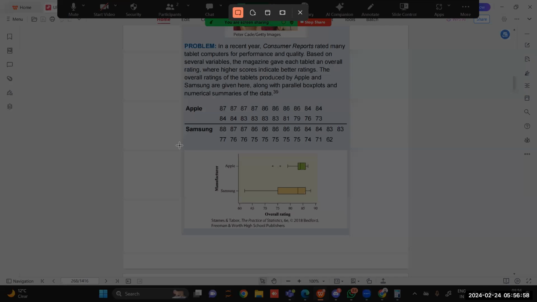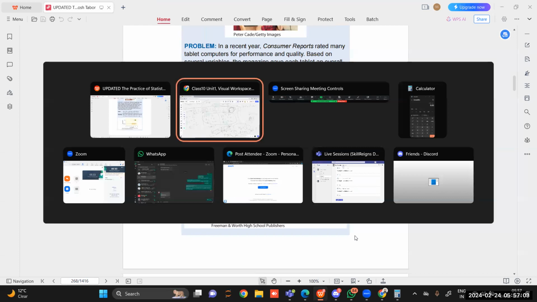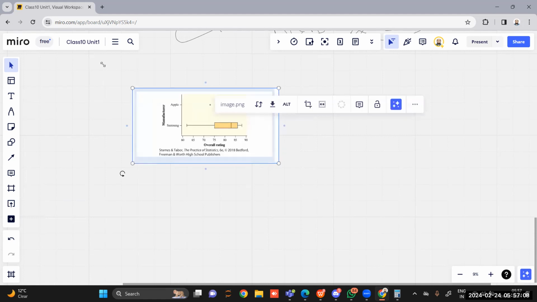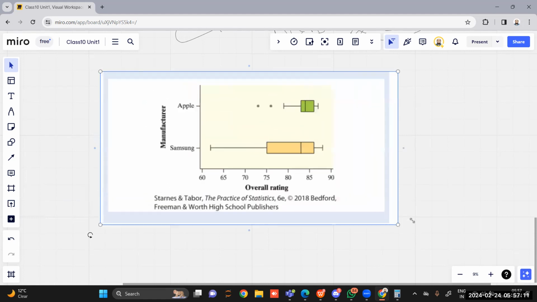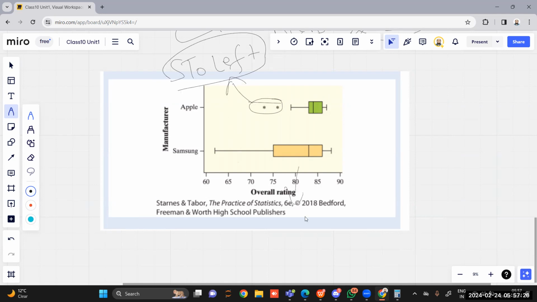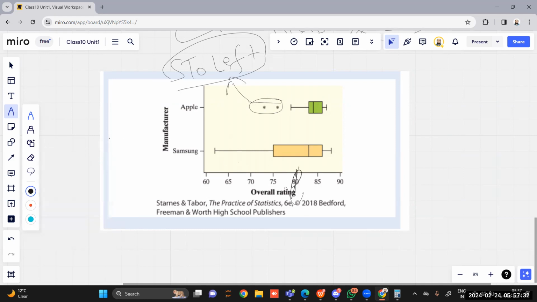Yeah, the Apple one has a higher average rating. It has a higher Q1 and Q3. First of all, comment about shape. Okay, first shape. So what you can see, a higher overall rating means there are two outliers on the left, so it will be skewed to the left. And here there are no outliers, so it will be roughly symmetrical.